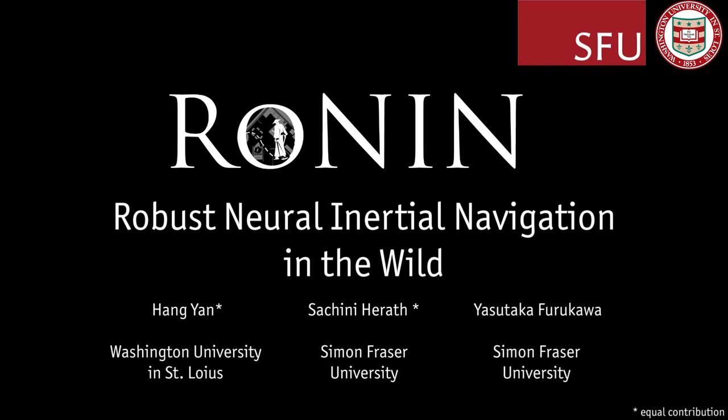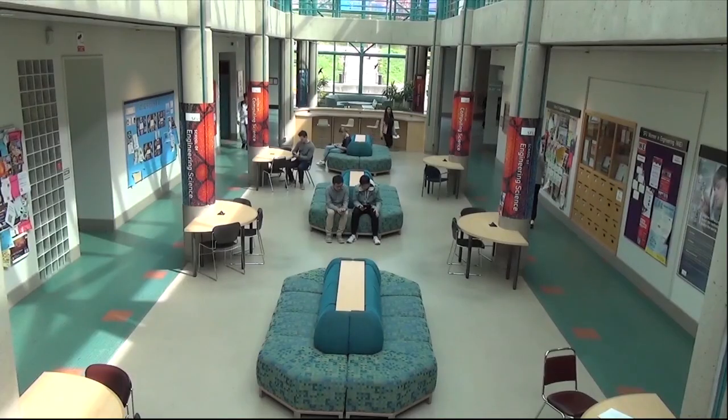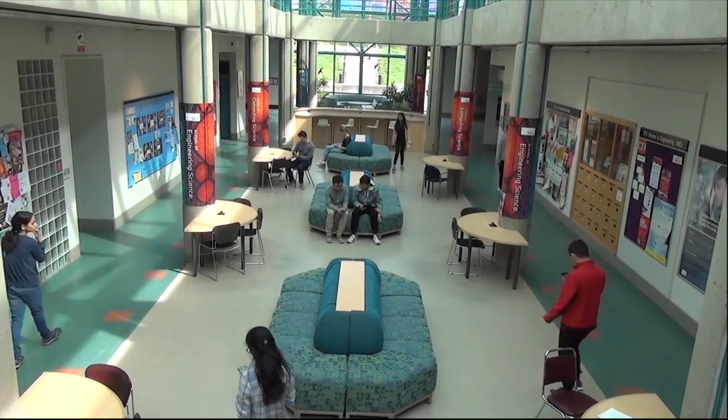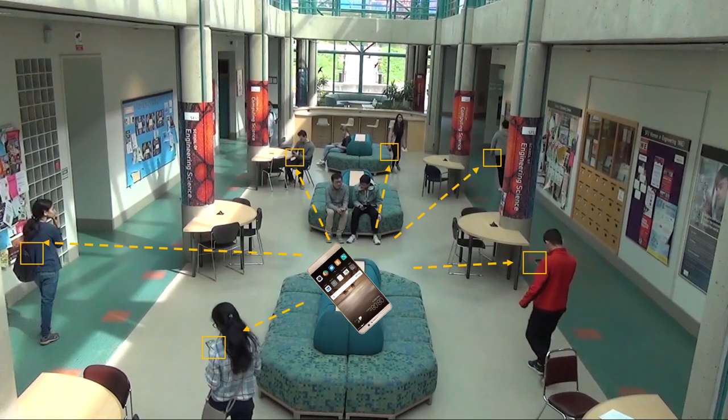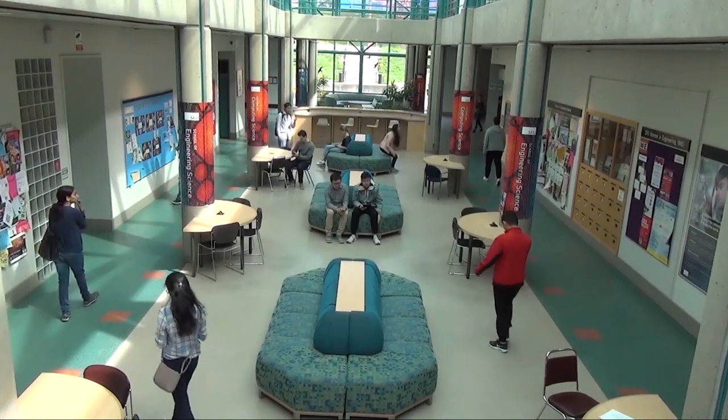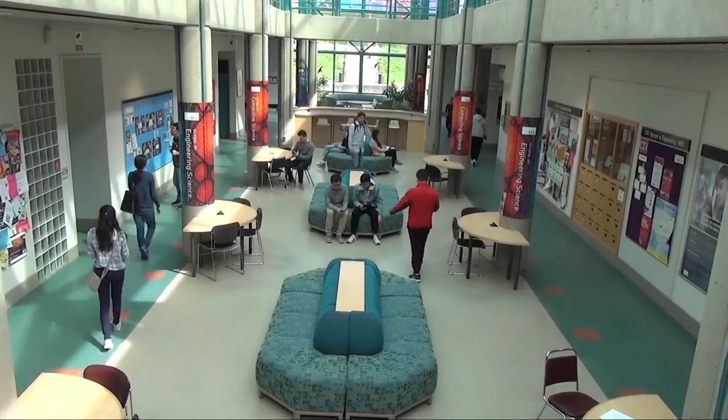RoNIN, Robust Neural Inertial Navigation in the Wild. Everybody carries a smartphone, every day, all the time. Smartphones come with a small sensor suite called Inertial Measurement Unit, or IMU. What if we could simply use the sensor data to estimate our motions and daily activities? This research tackles the problem of estimating the positions and orientation of a person carrying a smartphone.